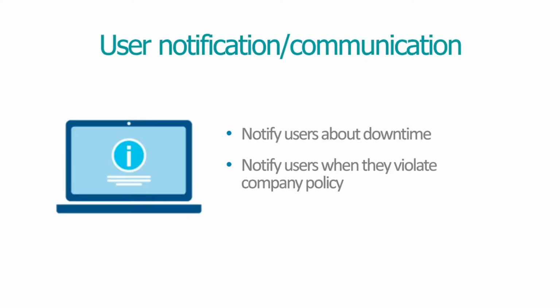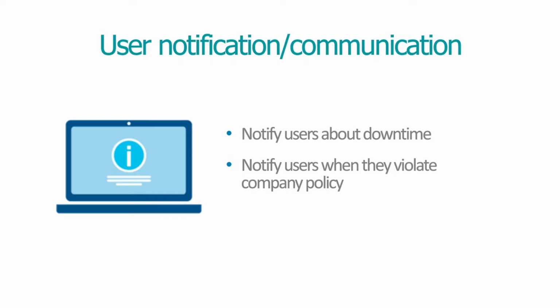Then finally, the last component is user notification and communication. This is especially helpful when tied with the previous things we just saw, because you can notify users about downtime, notify them when they might violate a company policy. So you can pop up something on their screen, letting them know something's going to happen before it actually happens.